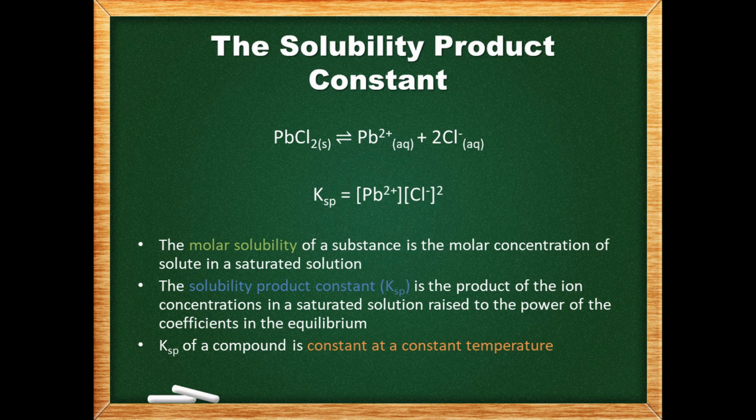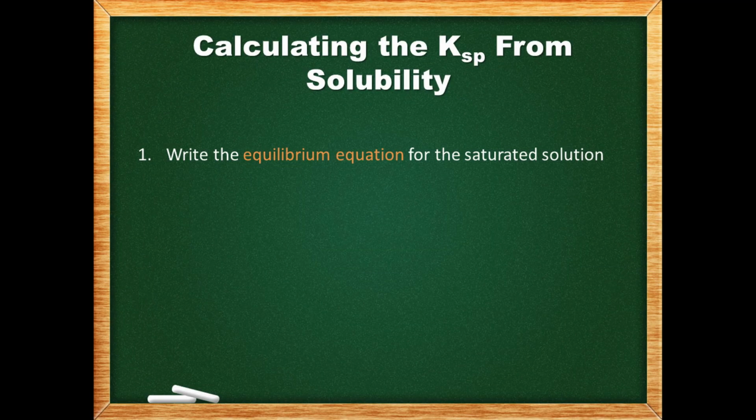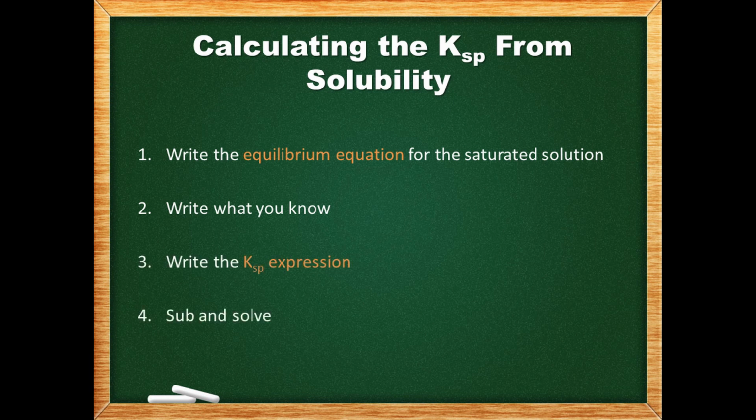KSP of a compound is constant at a constant temperature. In other words, the only thing that can change KSP of a substance is the temperature. While the solubility of a substance differs from its solubility product constant, they are related and we can calculate one from the other. In these types of problems, it is often best to start by writing down the equilibrium equation for the saturated solution. We should also write down all the information we know in the problem, which usually means writing the concentrations below the equations. Next, we can write the KSP expression down. After that, we should be good to plug in values and solve the expression.